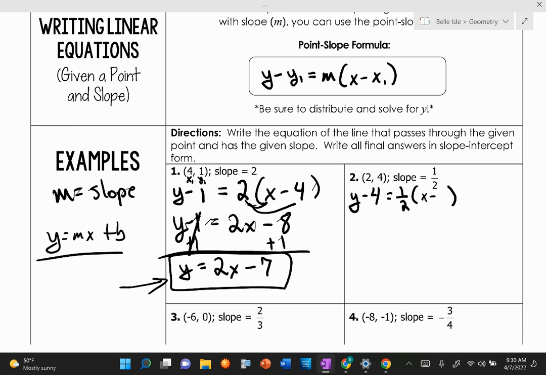Okay, slope is 1/2. The x1 is 2. So we have y minus 4 equals 1/2 times x minus 2. Distribute and see how you do.